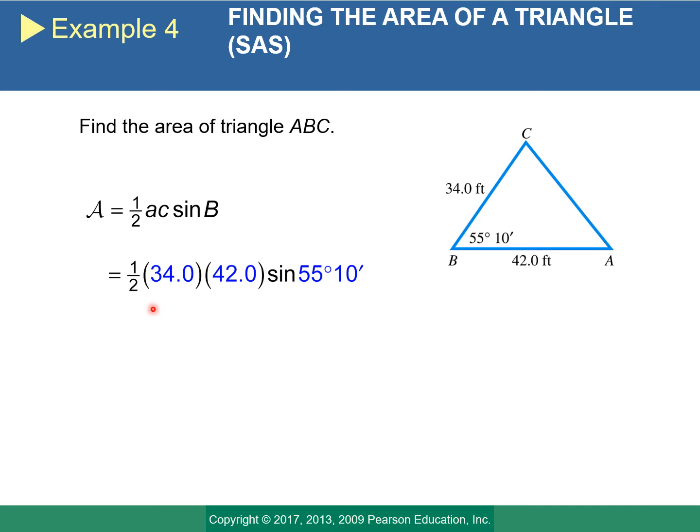Okay? And then at this point you can use your calculator. If your calculator doesn't do degrees and minutes, you can just take the 10 minutes and divide it by 60. And so you could say 55 plus 10 over 60 degrees, and that would give you the same value. And it's about 586, and then it's area, so it's square feet, because technically this is 34 feet times 42 feet, so it is square feet.